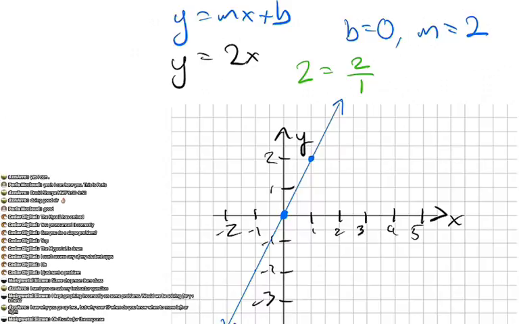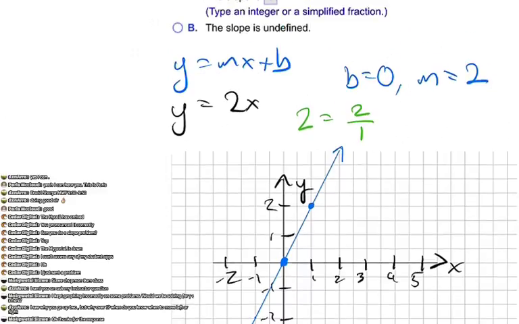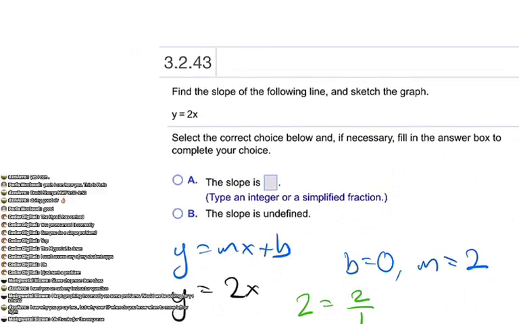All right. So let's make sure that we answer the question being asked. It says find the slope of the line and sketch the graph. So we have the slope here. So this is the slope. And sketch the graph, and here's the sketch of the graph.